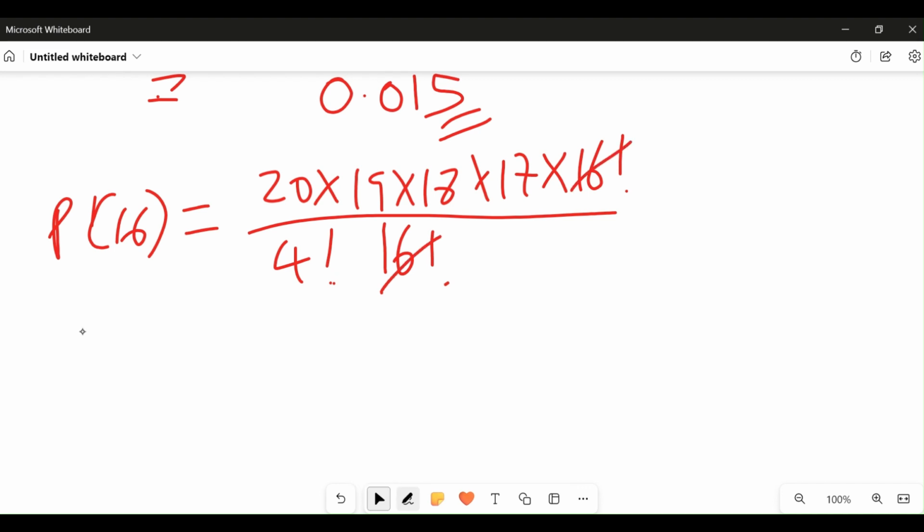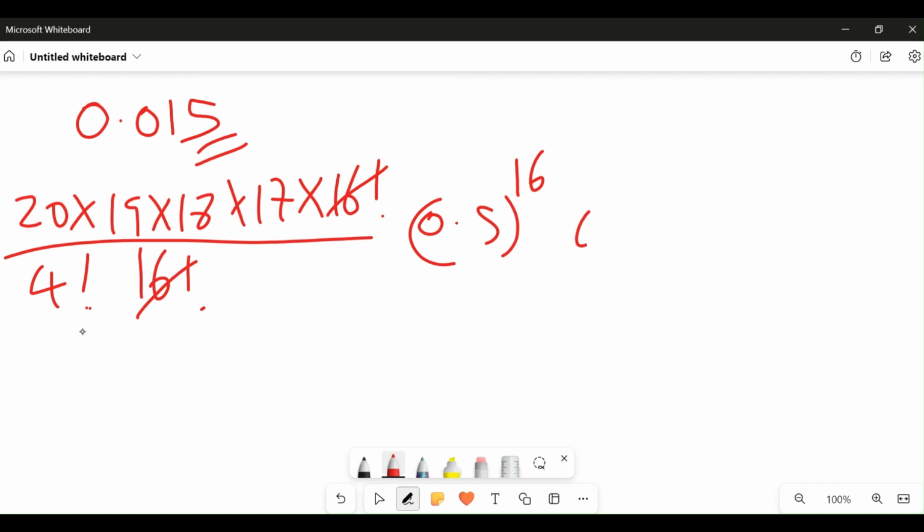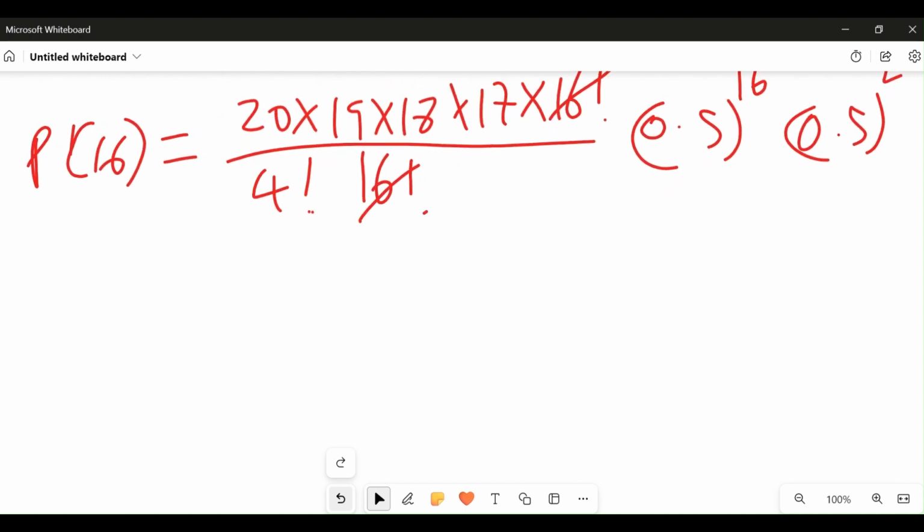So we have 0.5 raised to the power of 16, and we have 0.5 raised to the power of 4. Okay, so from here we can engage our calculator.